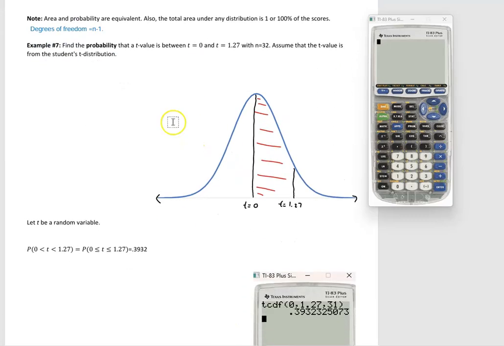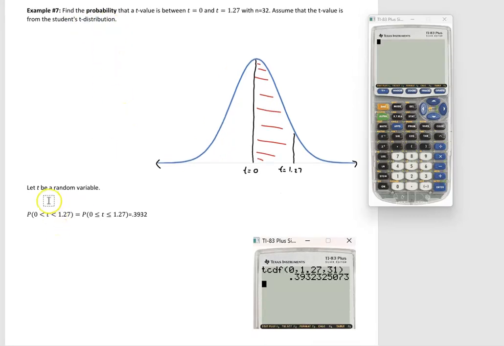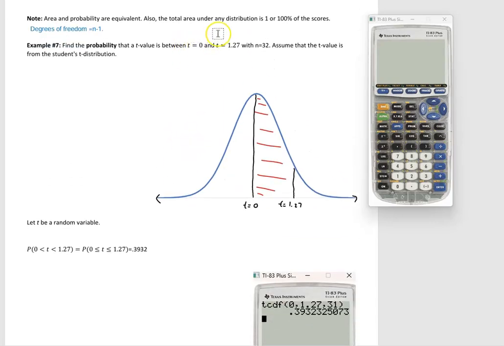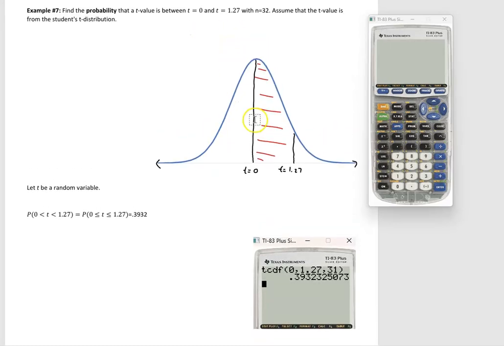Okay, so in example 7, they want probability. And when we're finding probability values, you need to declare the variable. As long as you mention z, or in this case t, is a random variable, that would be sufficient. Now, total area under the curve is equal to 1, or 100% of scores. For this specific problem, area and probability represent the same thing. So if we're talking about the total area or probability that a score is between 0 and 1.27, for the calculator to find it, you have to use the following commands.